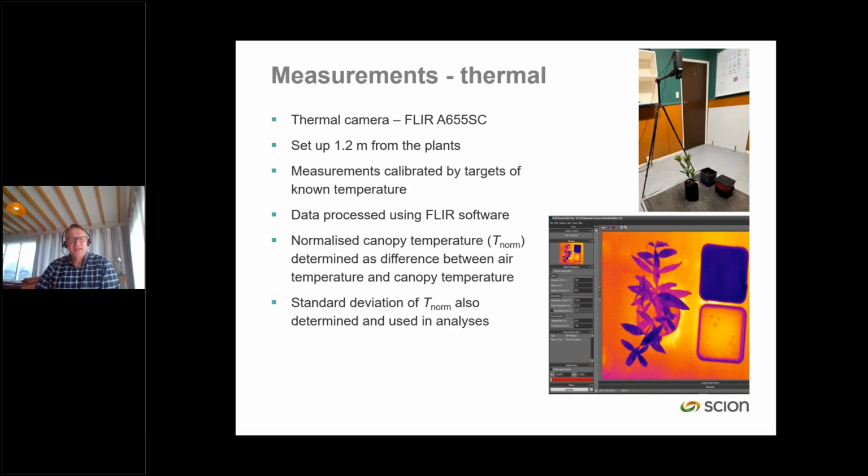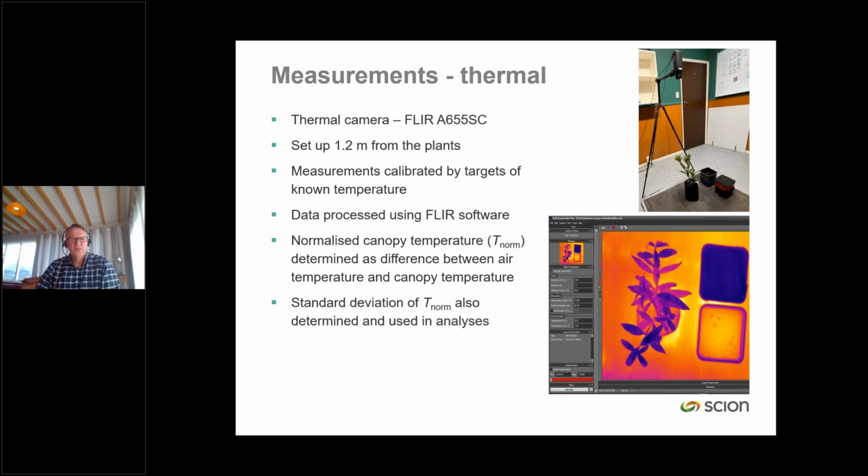Thermal measurements were taken using a thermal camera, which was set up 1.2 meters from the plants, as shown in the top figure. These measurements were calibrated by targets of known temperature, and you can see these in the top photo. And the data was processed using FLIR software, and you can see this in the bottom panel. The 2 targets are also visible in this panel.